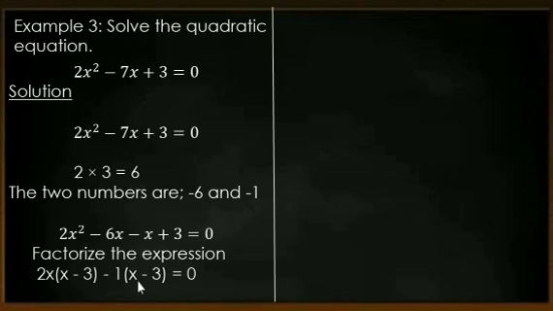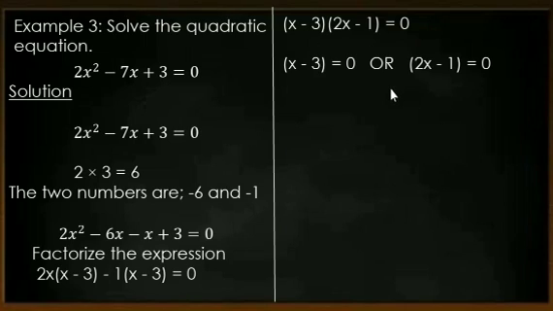Alright. So since these two contents are the same, you can pick 1 as one of the factors, and you also take 2x minus 1 as your other factor. So we now have x minus 3 and 2x minus 1 equals to 0 as our factors. So the next step is to equate each of these factors equals to 0. So we now have x minus 3 equals to 0 or 2x minus 1 equals to 0.